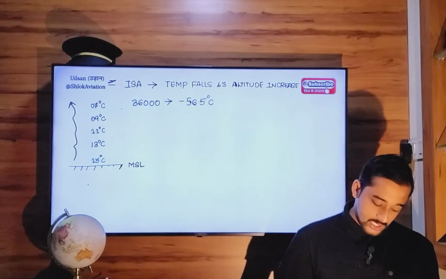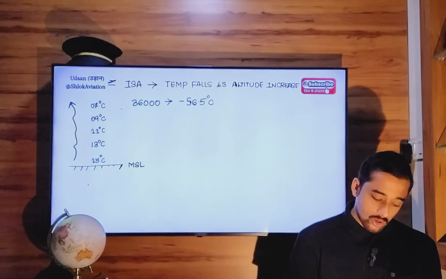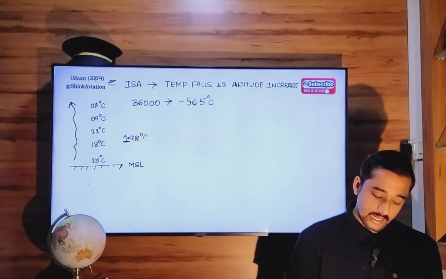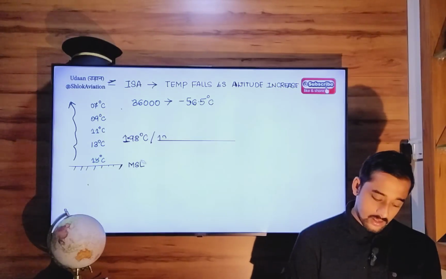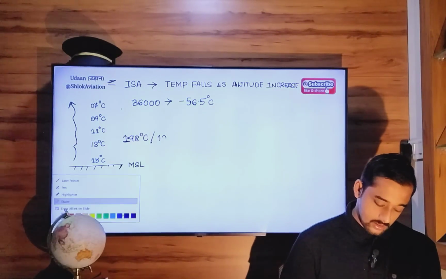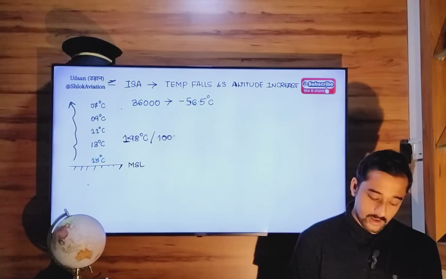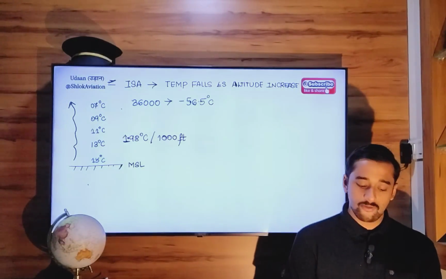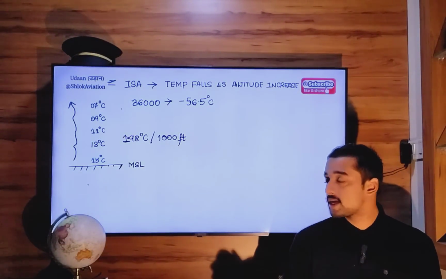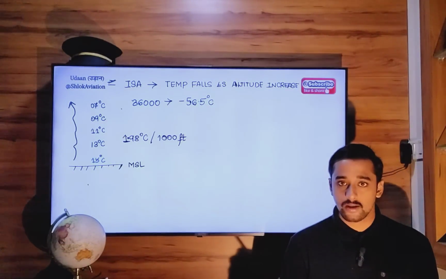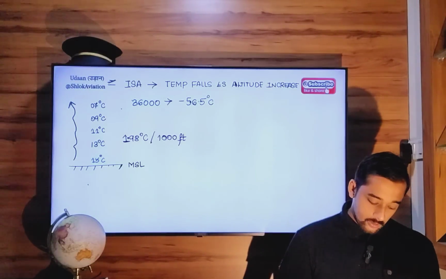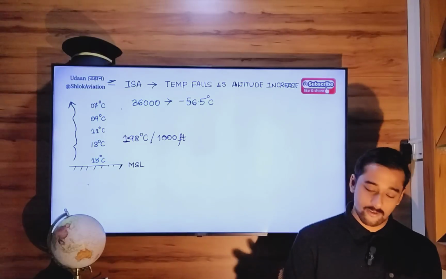Now, the rate at which this temperature falls is 1.98 degrees Celsius every 1000 feet. Okay, the temperature falls at the rate of 1.98 degrees Celsius every 1000 feet. Remember this. Now comes the concept of inversion.